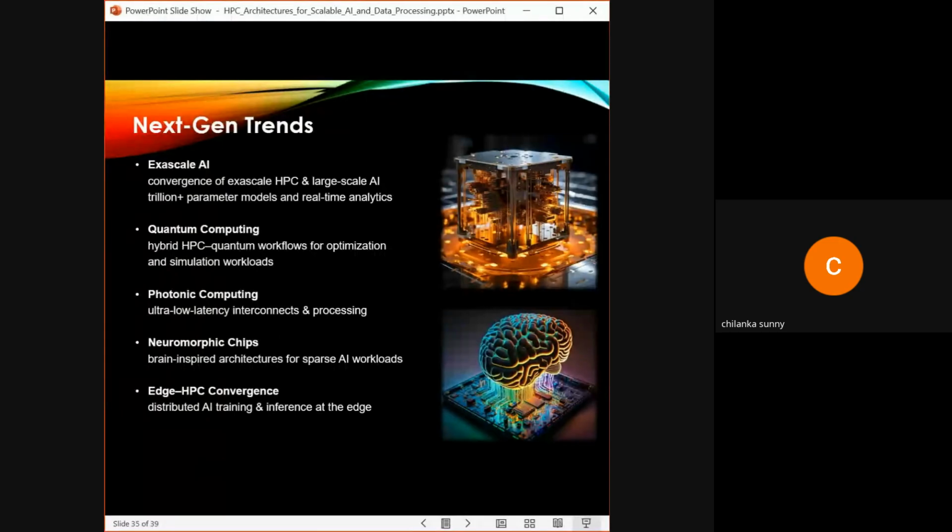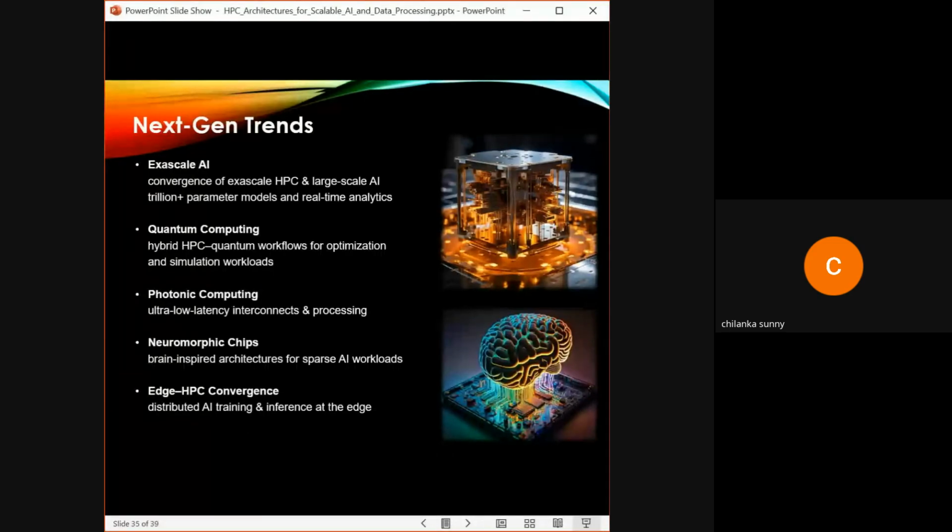So next is photonic computing, which uses light instead of electricity for data transfer and computation. That also promises significant reduction in latency and energy consumption, which is making it attractive for communication-heavy AI workloads. And then we have the neuromorphic chips, the brain-inspired architectures like the Intel Loihi that mimic the behavior of neuron synapses.